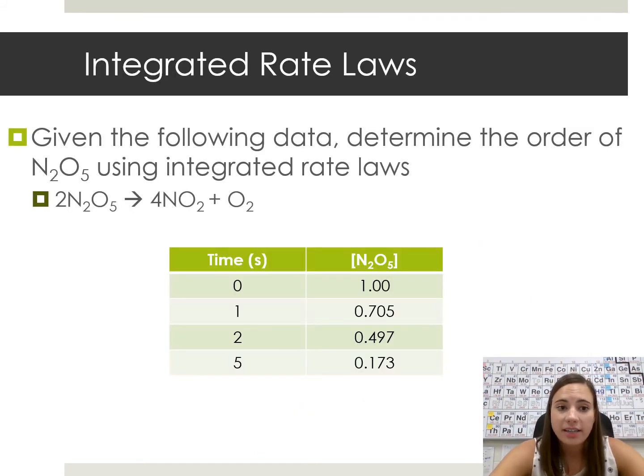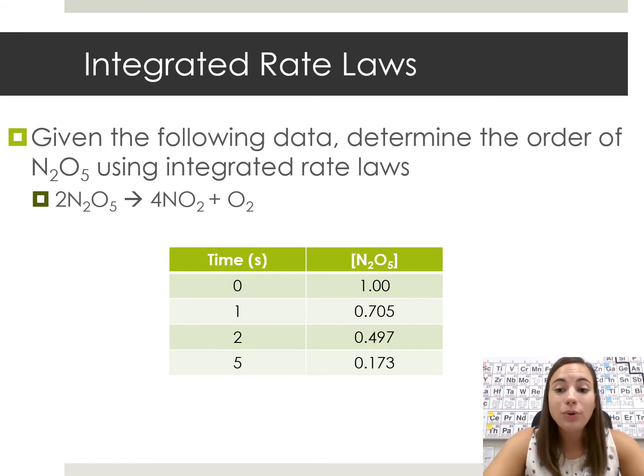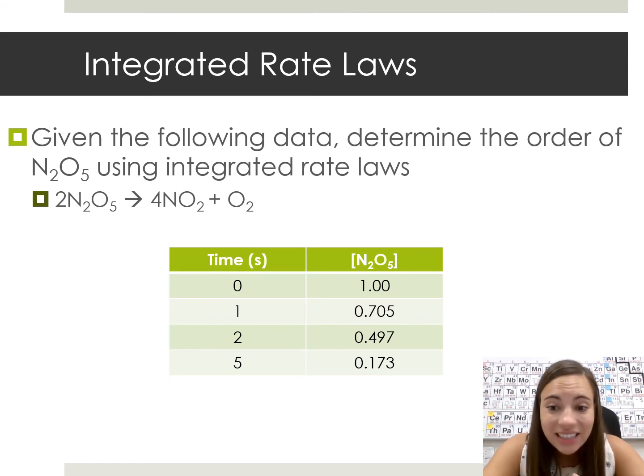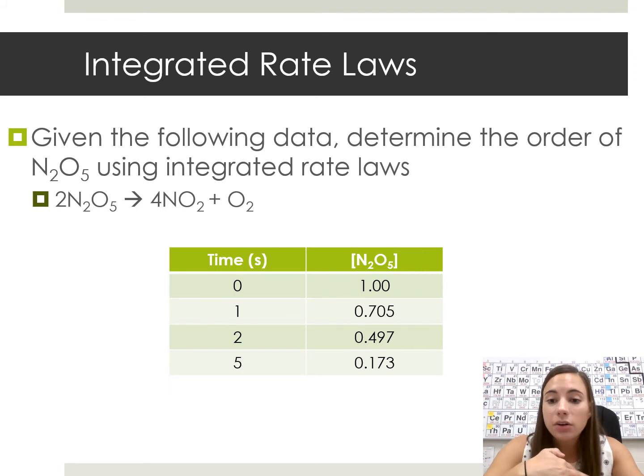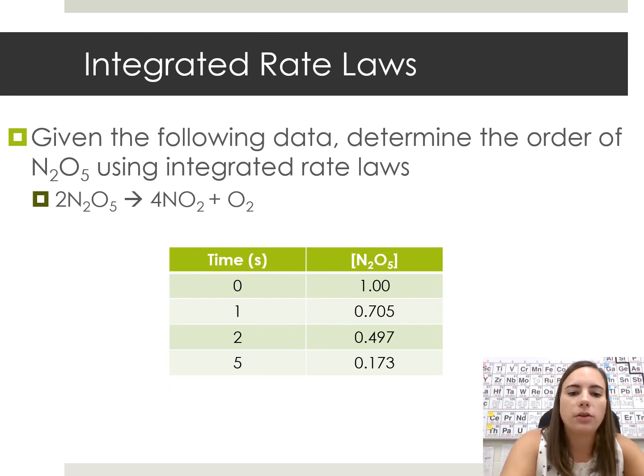Okay, so let's look at an example. So we're given the following data: time versus the concentration of dinitrogen pentoxide. Okay, so immediately, if this were a test or a quiz and you were given this data, you would know that you have to use integrated rate laws instead of differential rate laws because I'm not given concentration versus rate. If I have the rate, I can do the initial rates method to determine my order. I'm not given rate here, so that's not going to work. So I have to do integrated rate law because I have time and concentration.